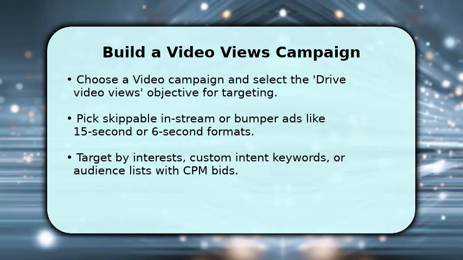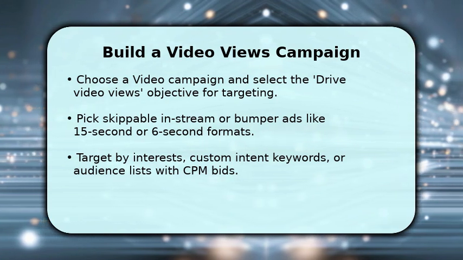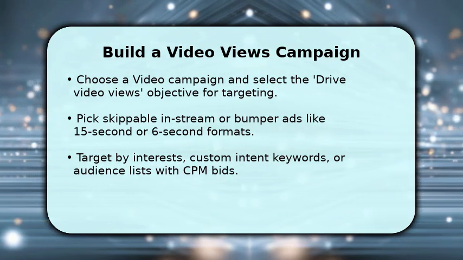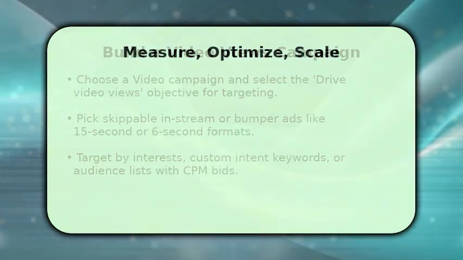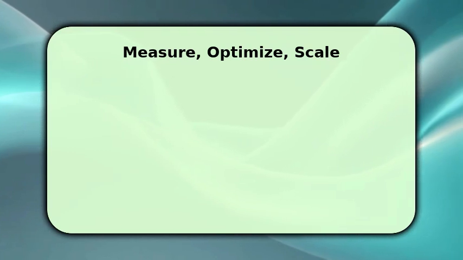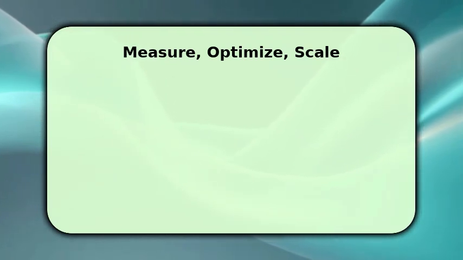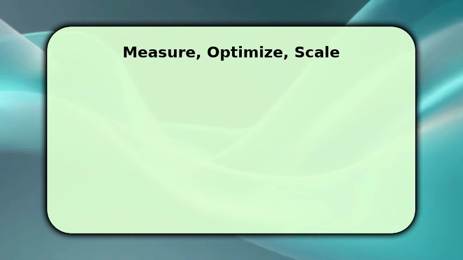Set campaign dates for a 7-day test, pause underperformers, and scale winning ads to a 30-day plan. Track performance daily using view count, view-through rate, average view duration, and CTR metrics.